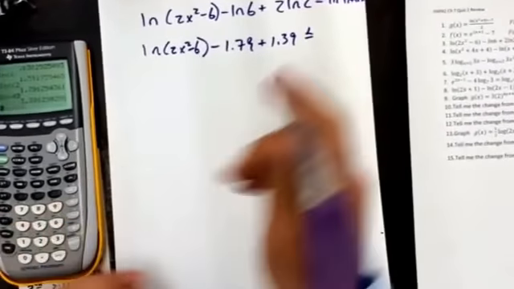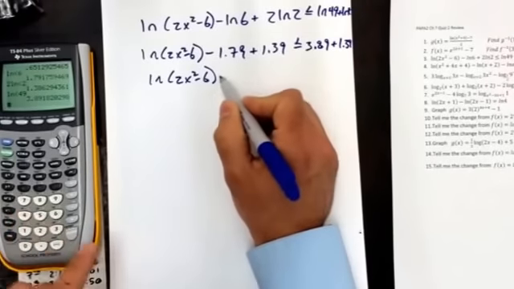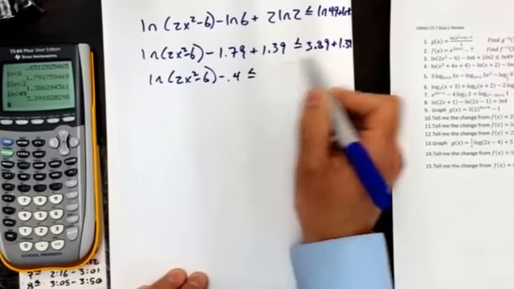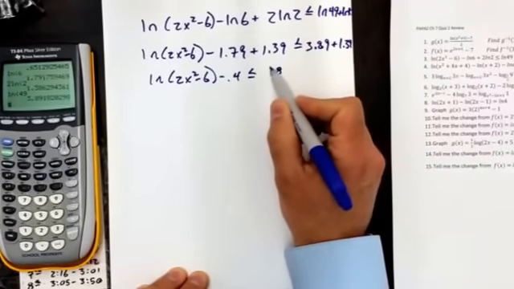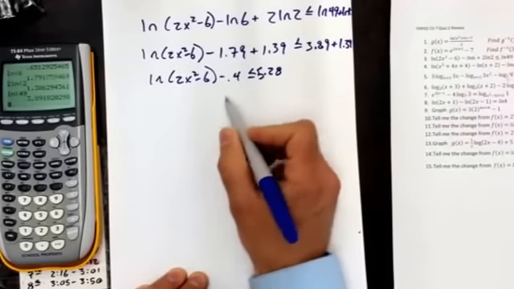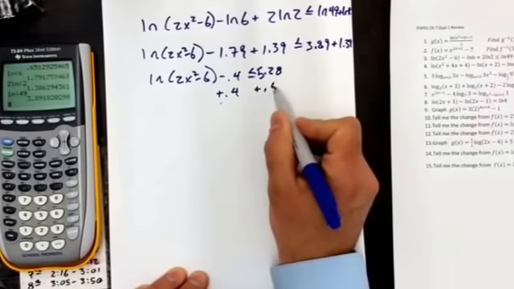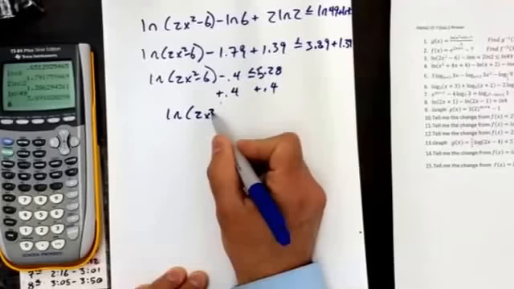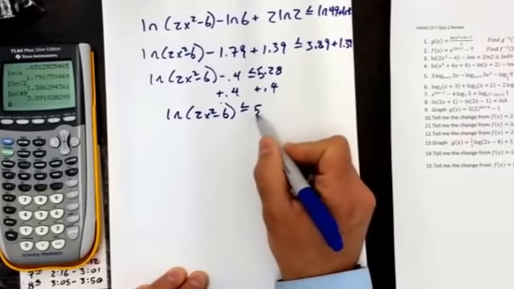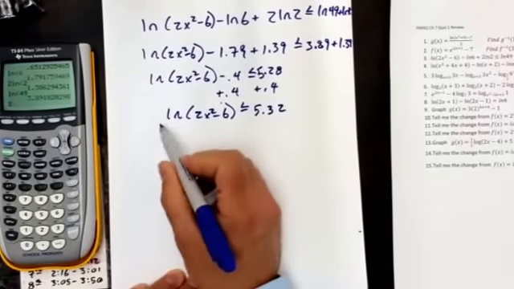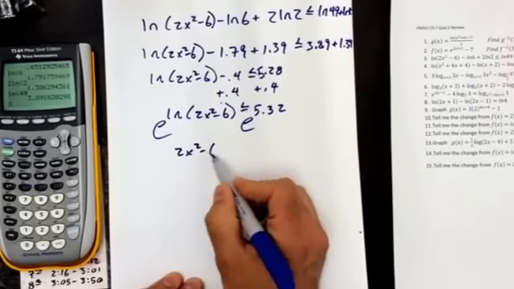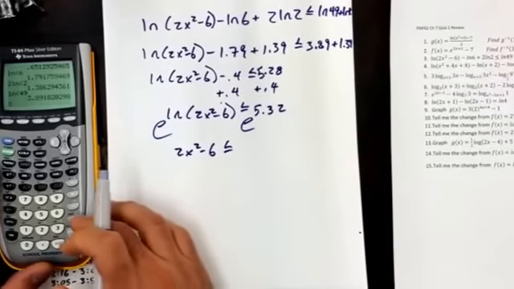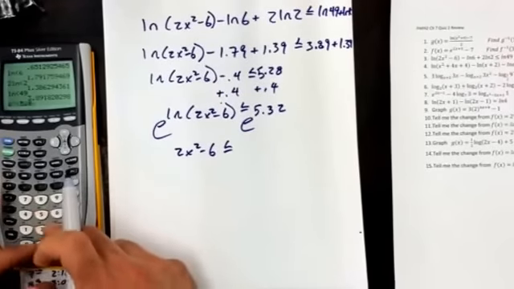Now I'm going to combine like terms. So natural log of 2x squared minus 6. Minus this plus this is going to give me negative 0.4. These two added together is going to give me 5.28. Now I'm going to add over that 0.4. Natural log of 2x squared minus 6 less than or equal to 5.32. Because this is a natural log, I'm going to do a base of e. 2x squared minus 6 less than or equal to e to the power of 5.32.